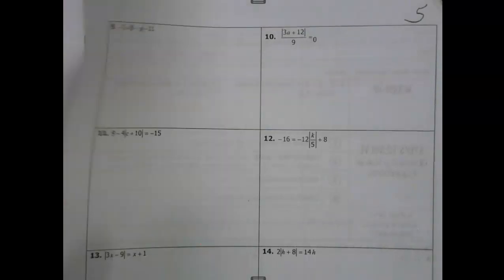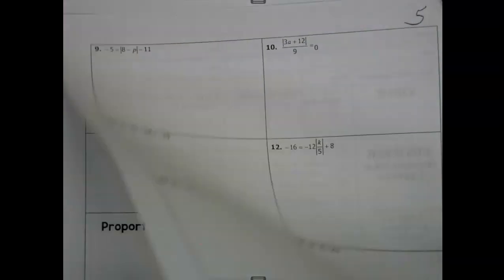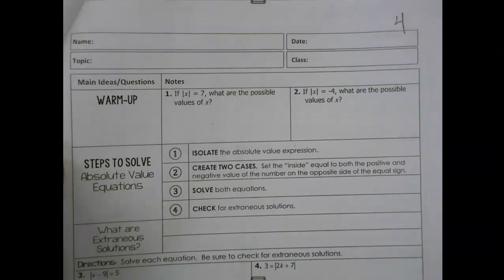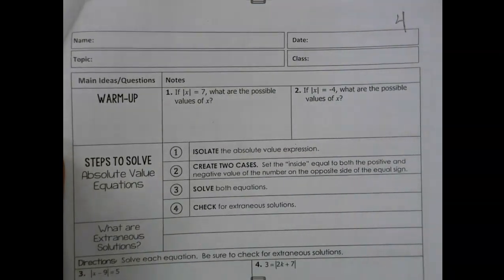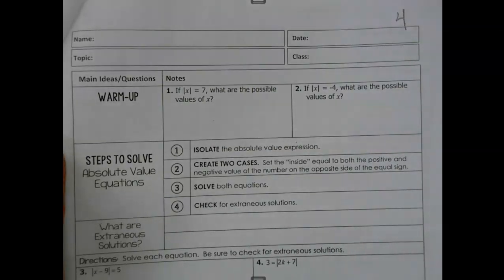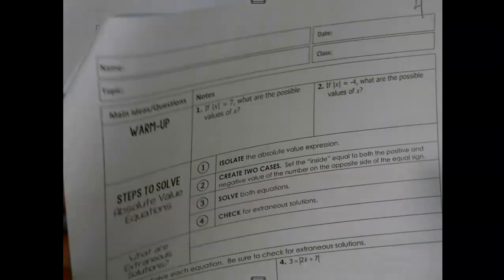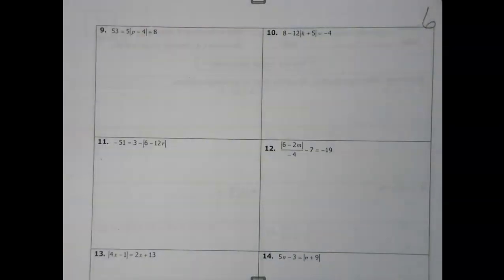Welcome back, everyone. We are going to be continuing our notes from yesterday, so I'm going to flip here for just a moment. Yesterday, we just started our discussion on absolute value equations, getting two equations set up, solving them. What does that mean? Why does it work this way?